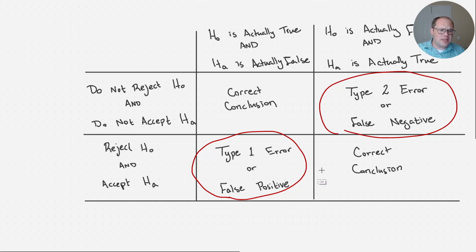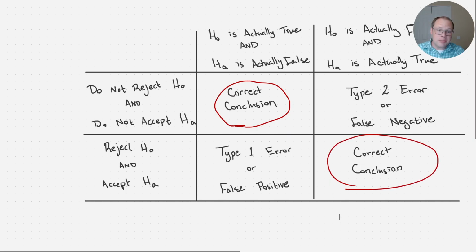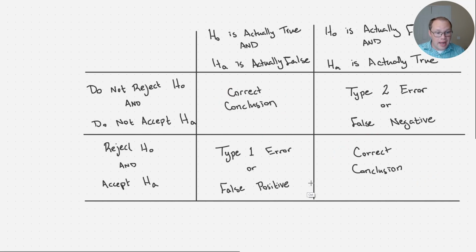Now, I should emphasize that these are relatively rare, and the larger your sample and the better your sample, the rarer these are. Most of the time, we do draw the correct conclusion from a hypothesis test. But sometimes, even with the best sample and the best statisticians and the best math, you are going to get an error just by random chance.